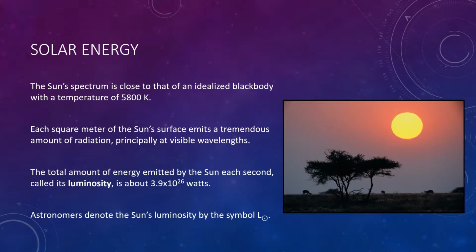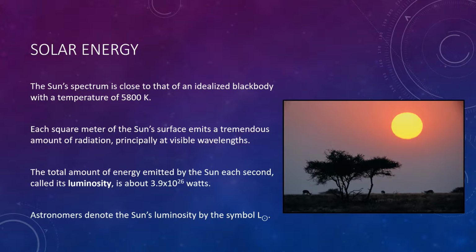As we have learned in the previous lectures, the sun's spectrum is close to that of an idealized black body with a temperature of 5,800 degrees Kelvin. Thanks to this high temperature, each square meter of the sun's surface emits a tremendous amount of radiation, principally at visible wavelengths. The total amount of energy emitted by the sun each second, called its luminosity, is about 3.9 times 10 to the 26 watts. That is 3.9 times 10 to the 26 joules of energy emitted every second.